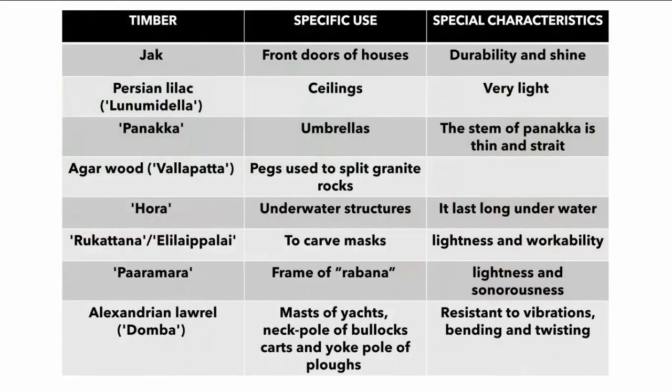Diversity of timber in Sri Lanka is very high. We have more than 400 kinds of plants in our country that can be used as timber. And here are some specific uses of some types of timber and their special characteristics. Now, jack is a very common timber. It is special for its strength, durability and shine. Therefore, it is used to make doors. Persian lilac or lunumidella is used to make ceilings because it is very light. Hora timber is used to make underwater structures because it lasts long underwater.